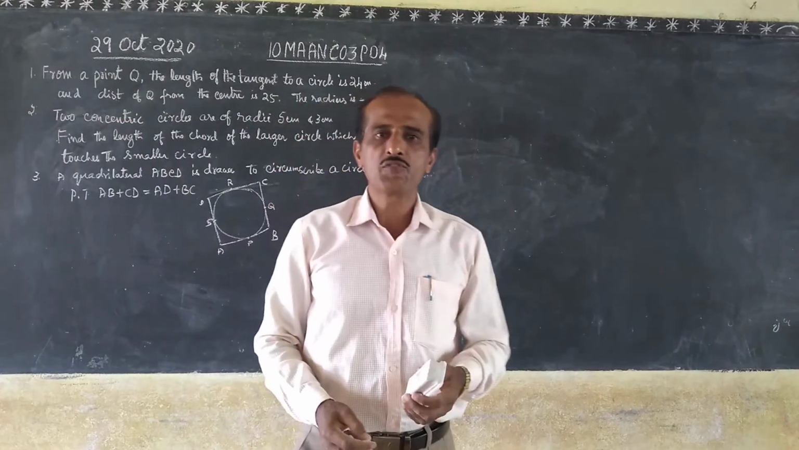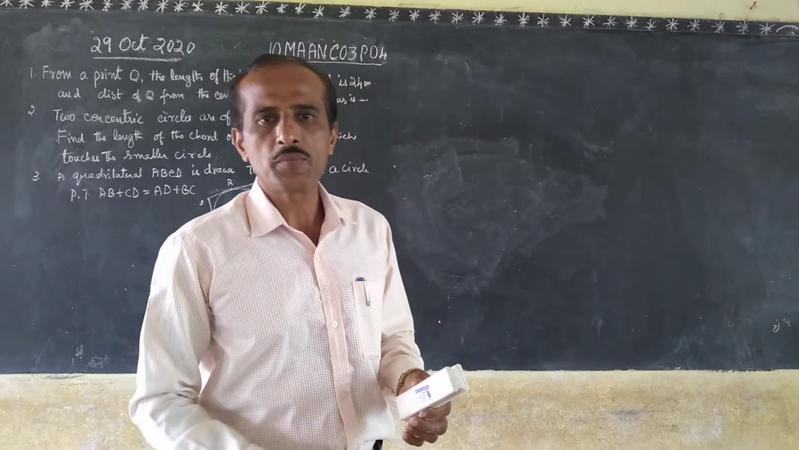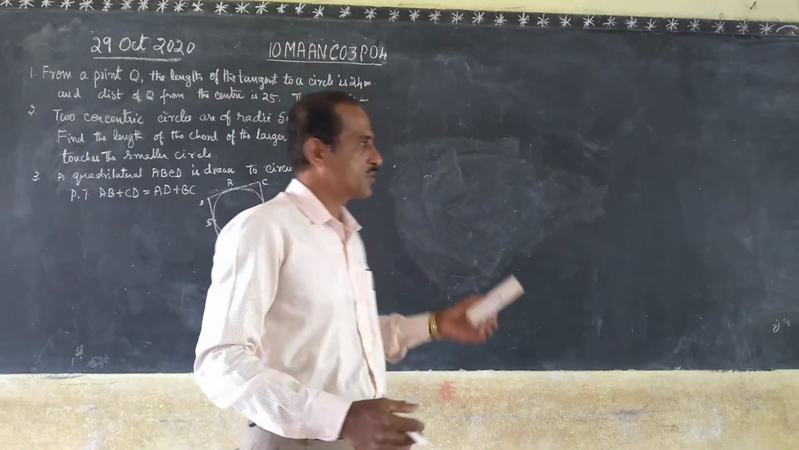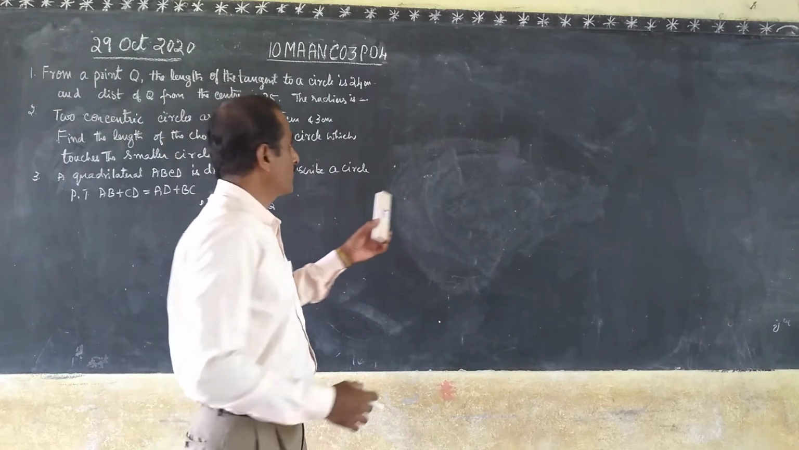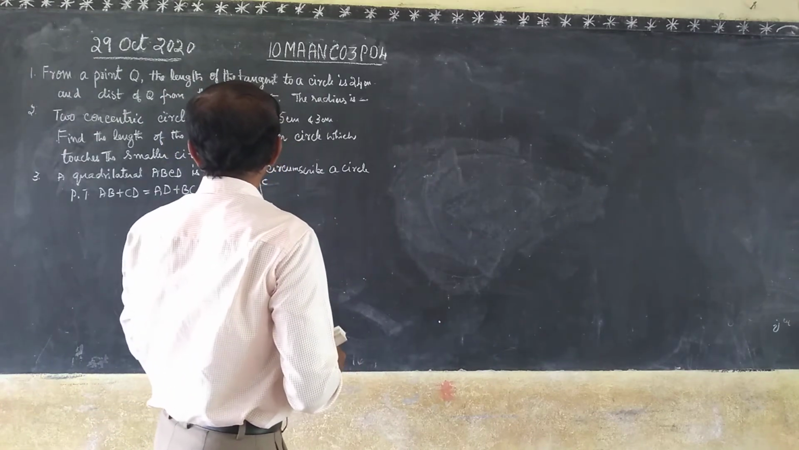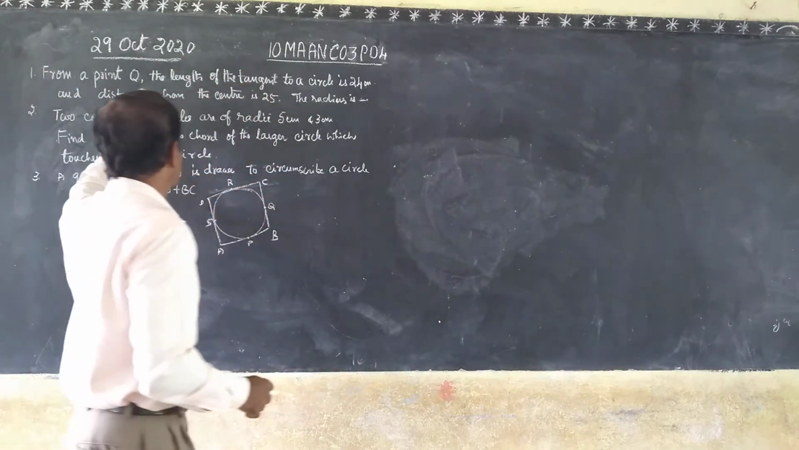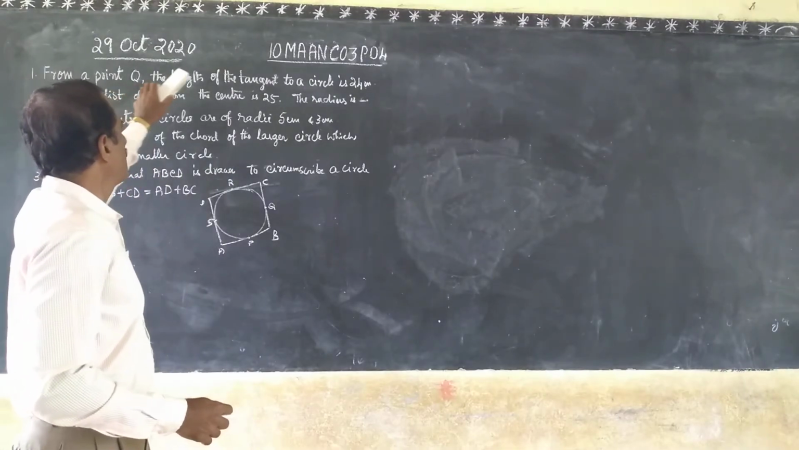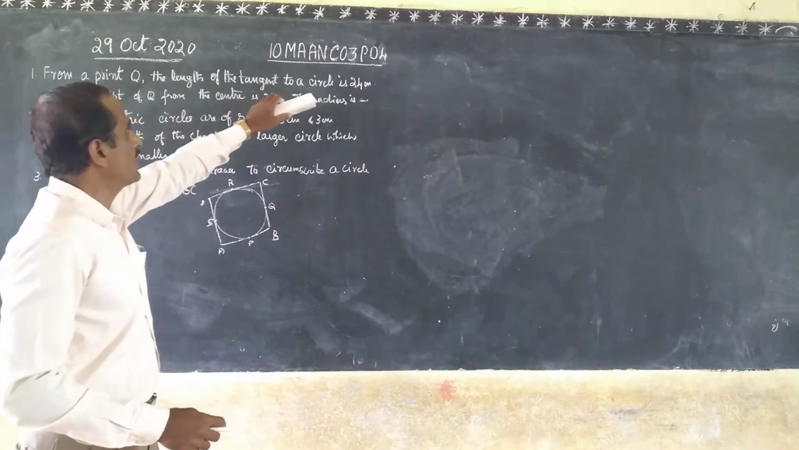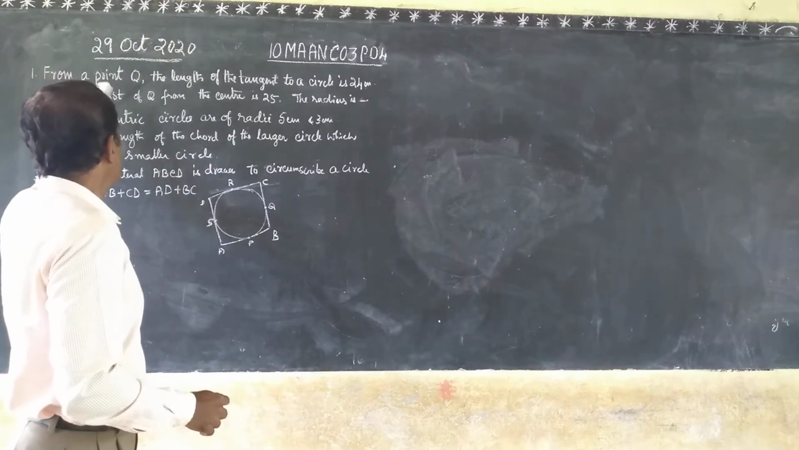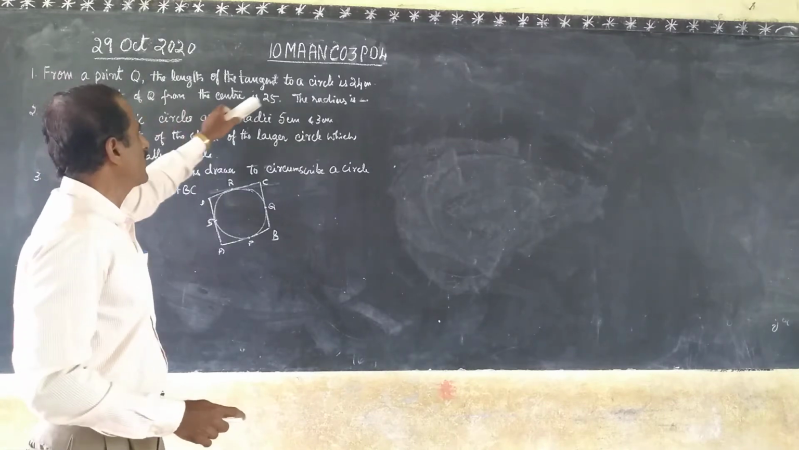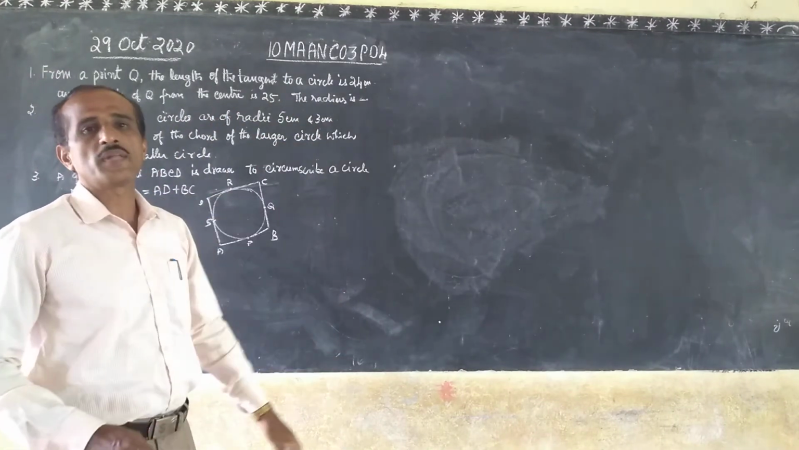Few problems we will solve today, and the remaining problems you can understand. I will send the notes, you can understand those problems. Okay. First, let us see this question. From a point Q, the length of the tangent to a circle is 24 centimeters, and the distance of Q from the center is 25. What is the length of the radius?